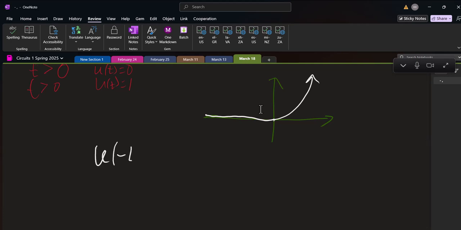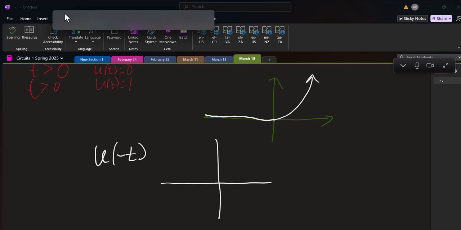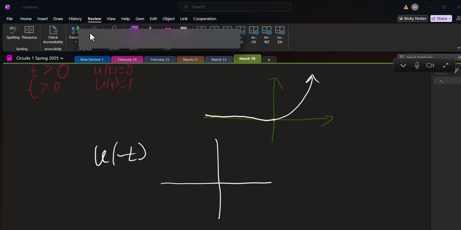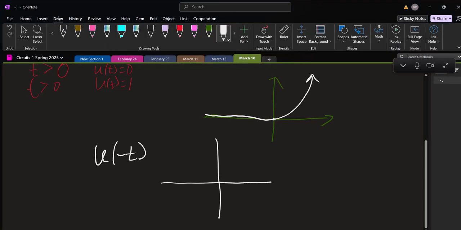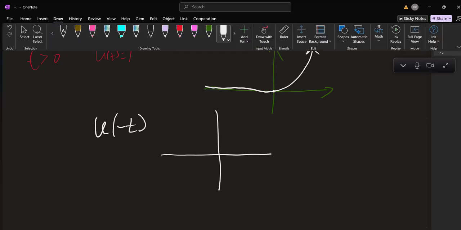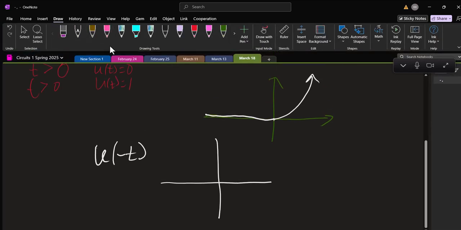If I had u of minus t, what that looks like is it's 1 when time is less than 0, and it's 0 when time is more than 0. So u of minus t is 1 until you get to 0, and then it's 0 after that.